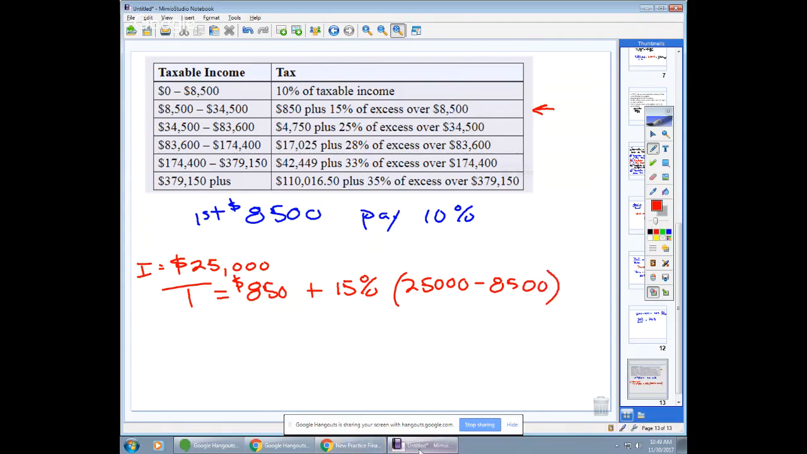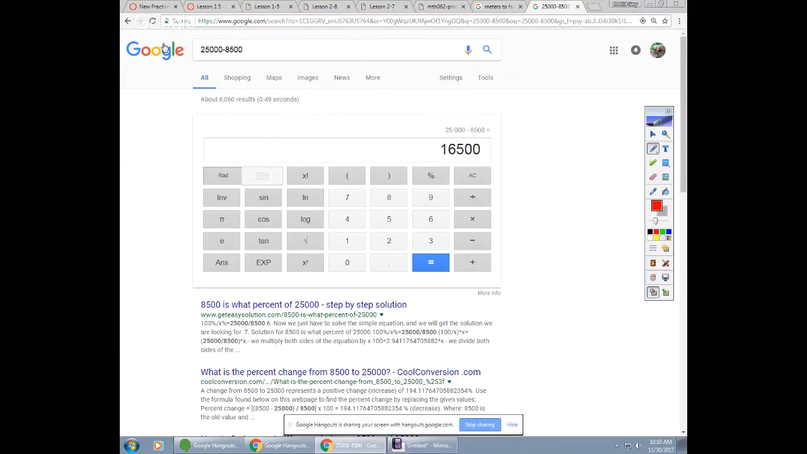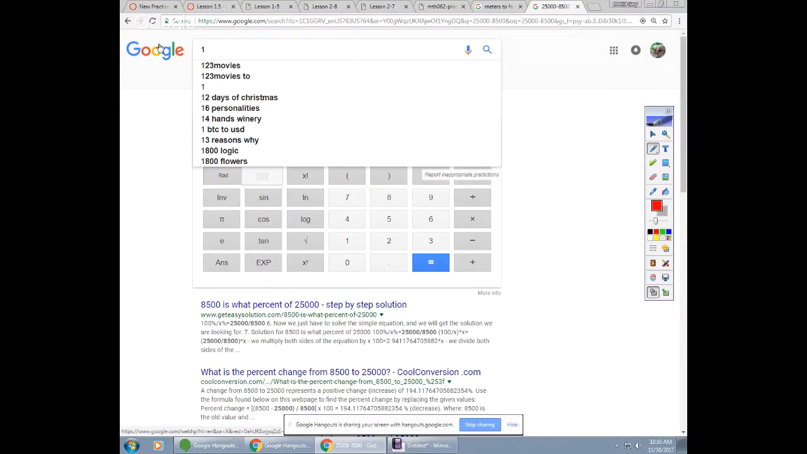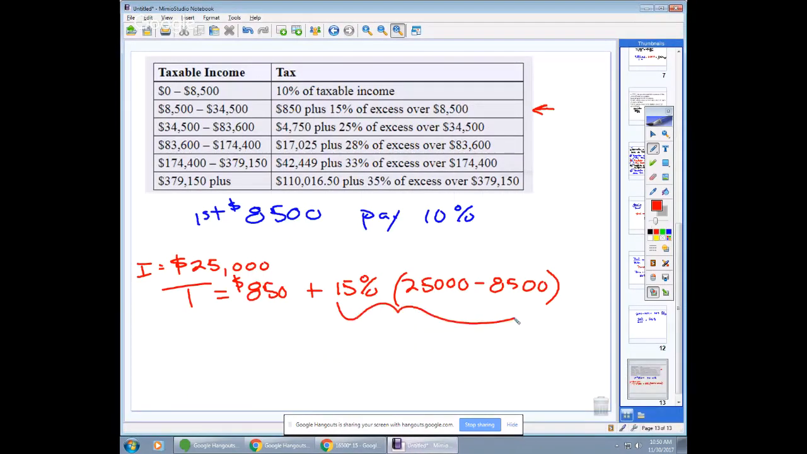Okay, so whipping out my calculator. I've got 25,000 minus 8,500. So that means I have another 16,500 to pay tax on. On that I pay 15%, so 0.15. That means I need to pay an additional $2,475 in taxes. I have to add that back to the 850 to get what I pay. So what's that going to give me? A total of $3,325, it looks like.